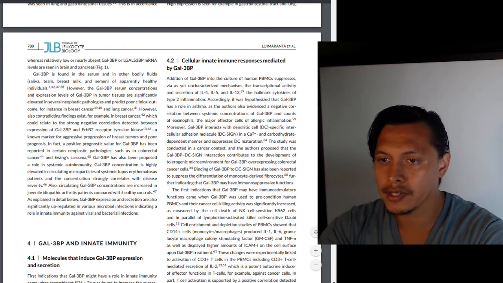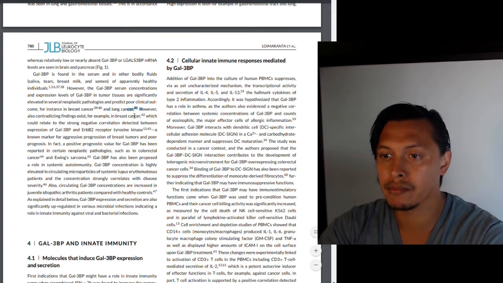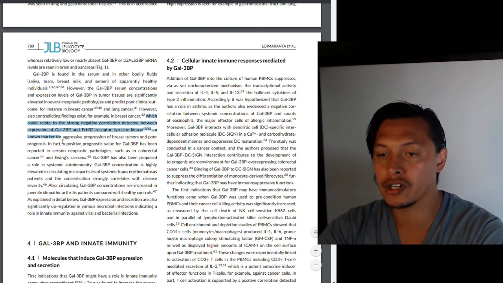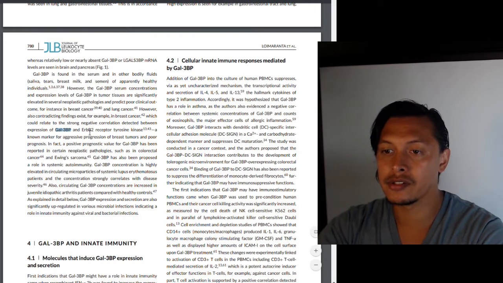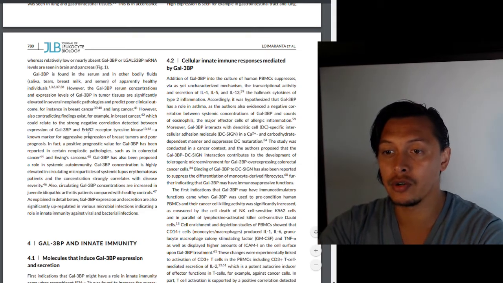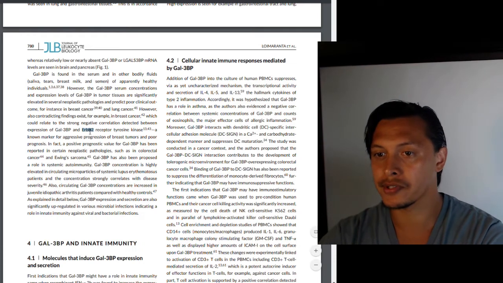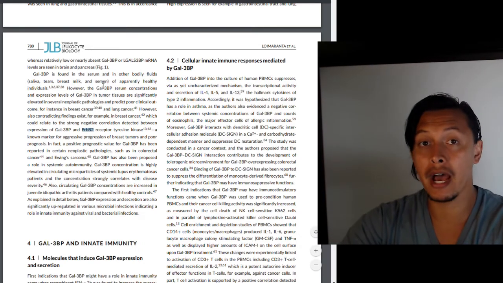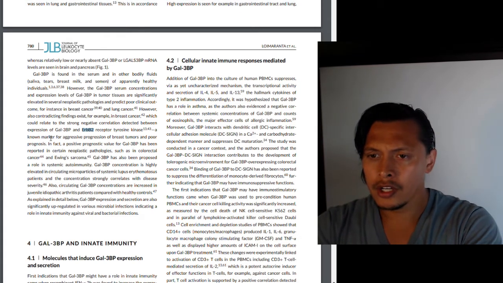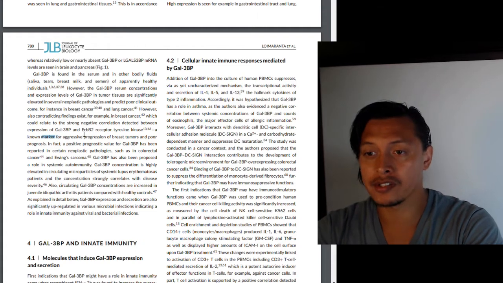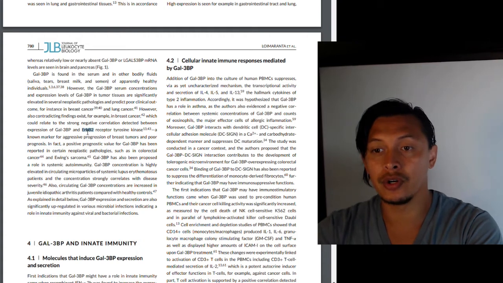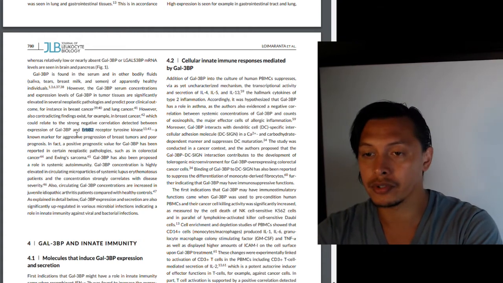So let me read this again. However, contradicting findings also exist, for example, in breast cancer, which could relate to the strong negative correlation between expression of Galectin-3 binding protein and this ERB2 receptor tyrosine kinase. This ERB2, if I'm reading this correctly, if it's very upregulated, would be very bad, or at least would result in breast cancer. And this is a known marker for aggressive progression of breast tumors and poor prognosis. So it could be that this ERB2 is negatively affecting Galectin-3 binding protein.